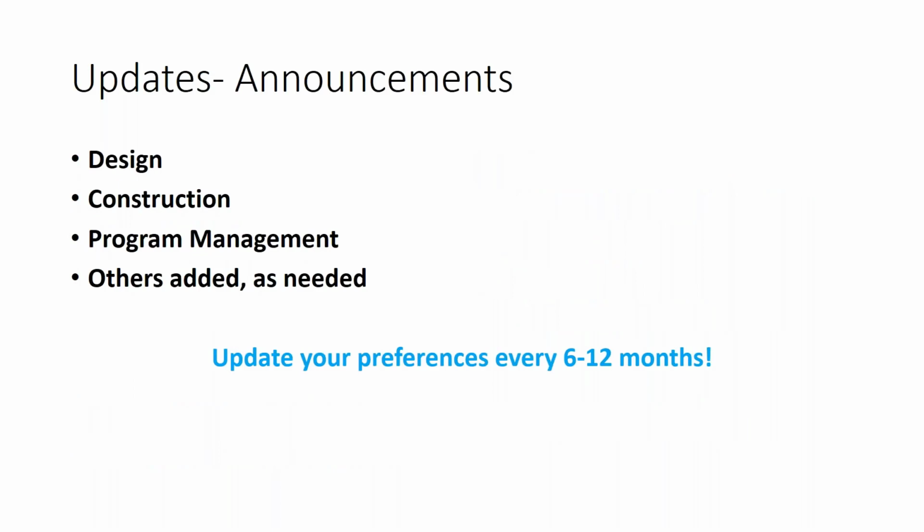So these updates, the announcements that are sent out through the contact mailer, can go through the design, construction, or program management office. We've even had other offices as needed. We do advise that you update your preferences every 6 to 12 months. By reviewing the contact mailer, you will ensure that any new options available, you can either select or deselect so that we do not send out any junk email or those that you're not interested in. So please make sure that you've maintained your preferences.